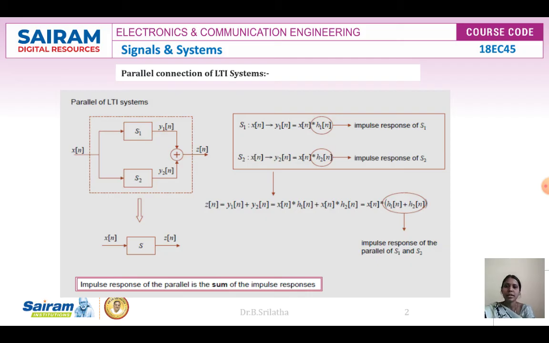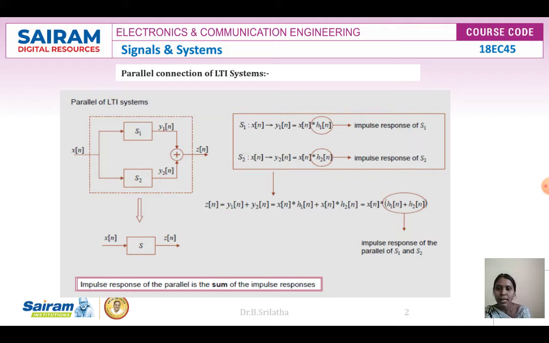First, parallel connection of LTI systems. Systems are interconnected in two different types: parallel, and series or cascade. First, we'll see the parallel connection of LTI systems. Here we can see a parallel connection of LTI systems.